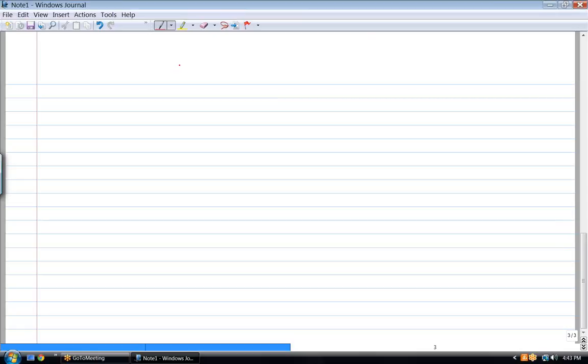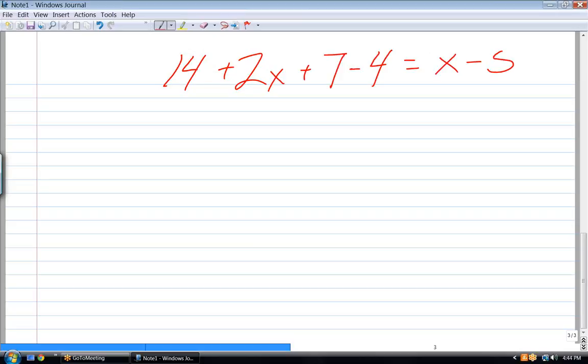Yeah. And so the first one is 14 plus 2x plus 7 minus 4 equals x minus 5. Okay. And so the first thing is to combine like terms. Okay. And you get negative 11 plus 2x plus x minus.